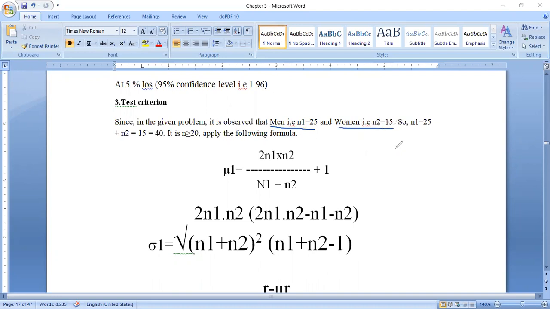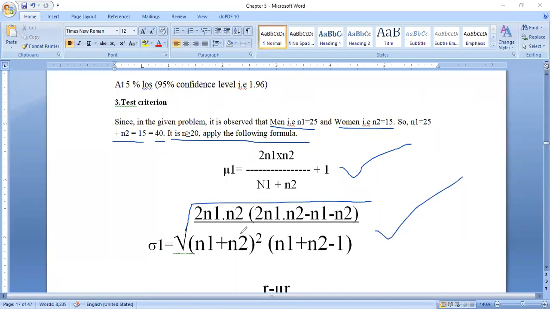So N1 is equal to 25, N2 is equal to 15. When we add N1 plus N2, that is 40 here. So N is greater than 20, apply the following formula. So this is the first formula we are going to apply, which we applied in the small sample also. Again for the large sample also we are going to apply it, and there is one more formula. This formula also we are going to apply here.